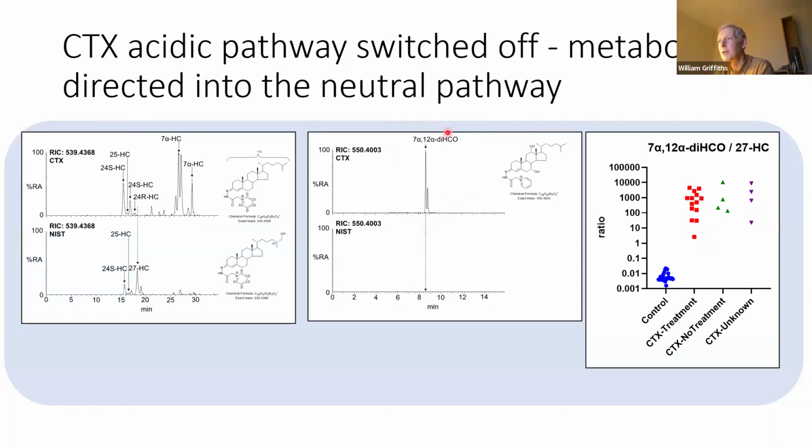So what we can actually do is look at the ratio of this early metabolite, which is high in CTX, against 27-hydroxycholesterol, which is absent in CTX. You get a huge value, while in the control, you get a very small value. So the diagnosis by looking at this ratio is trivially easy. So using this method, diagnosis can be done quite easily.